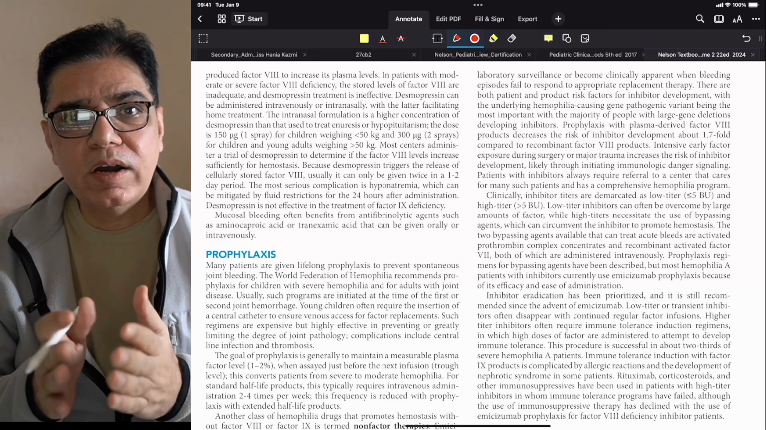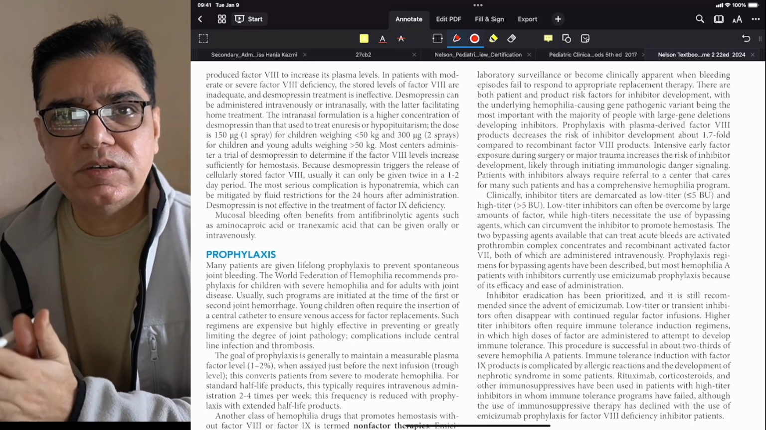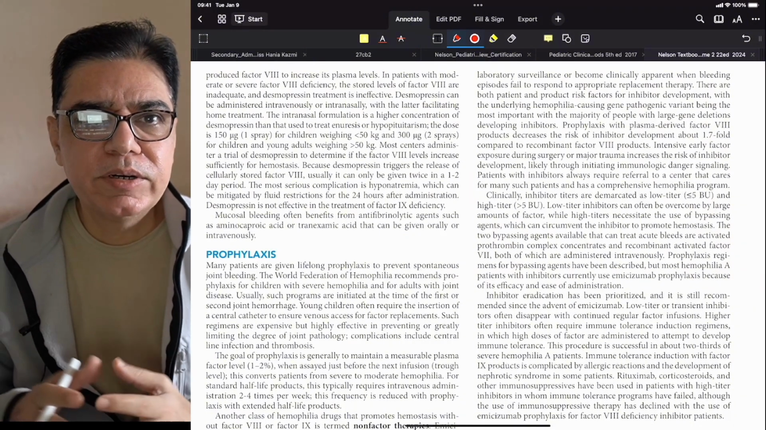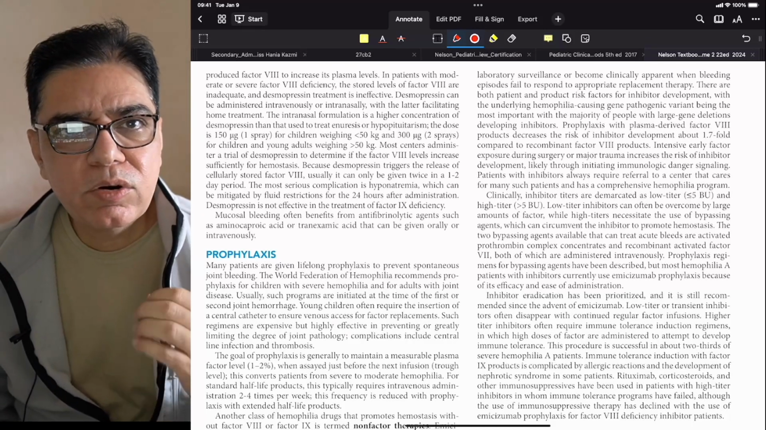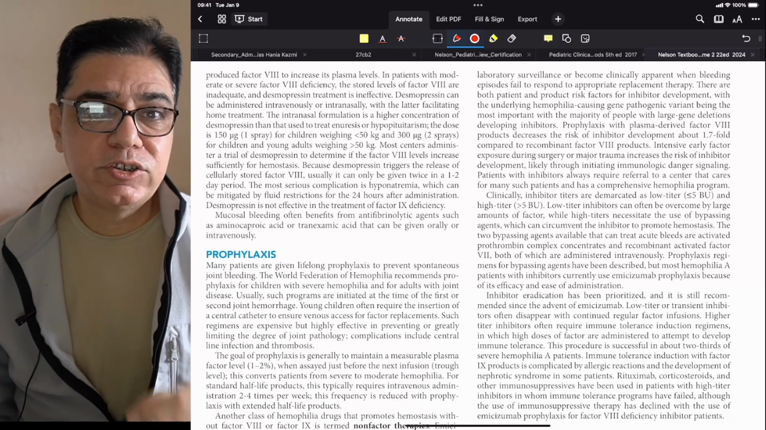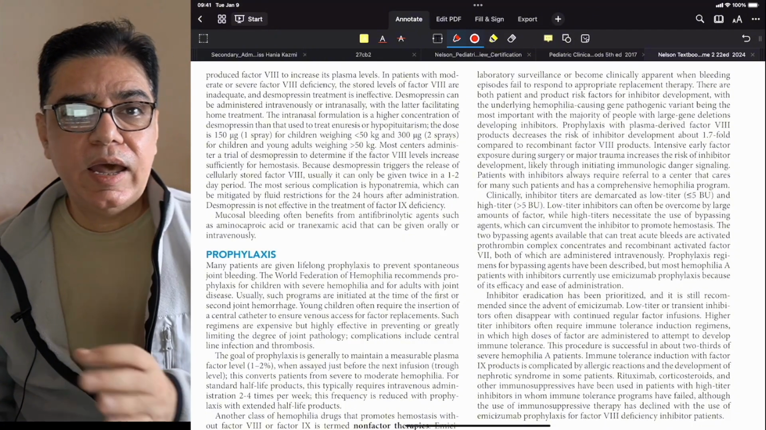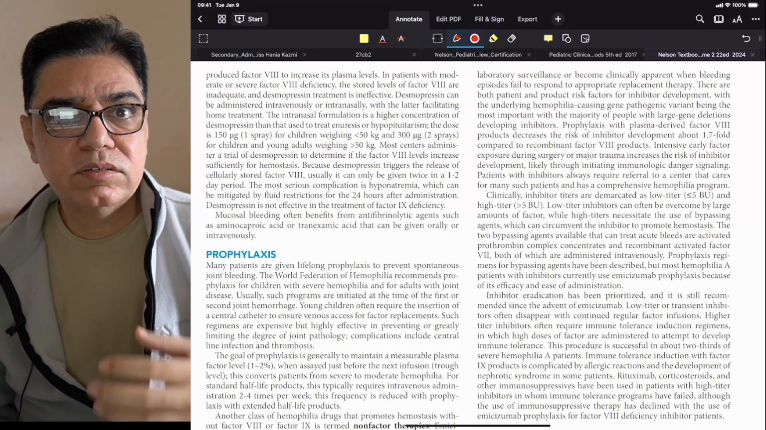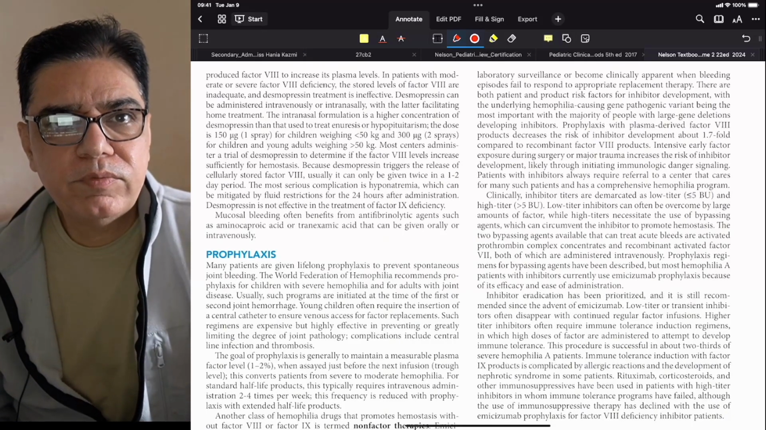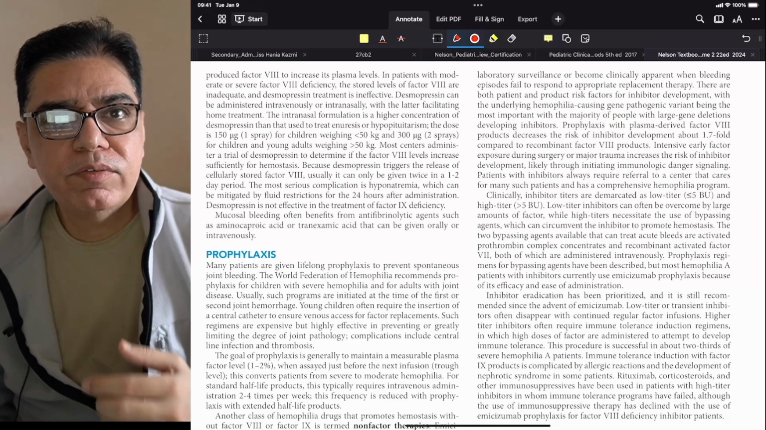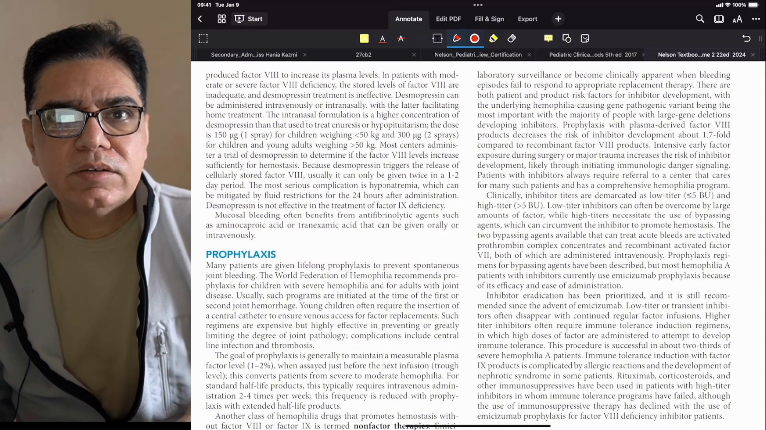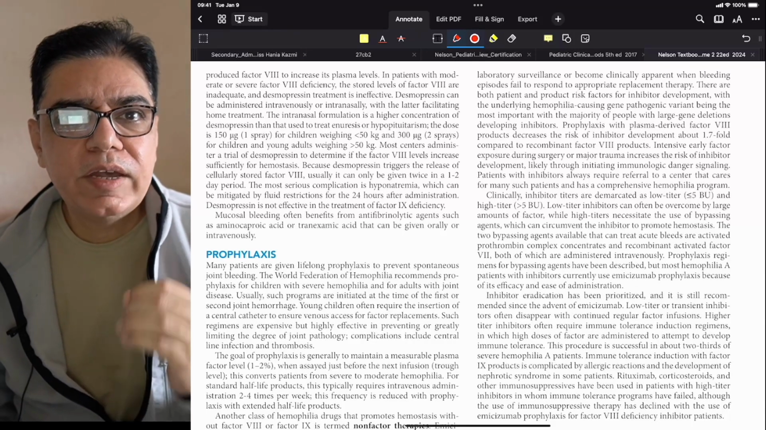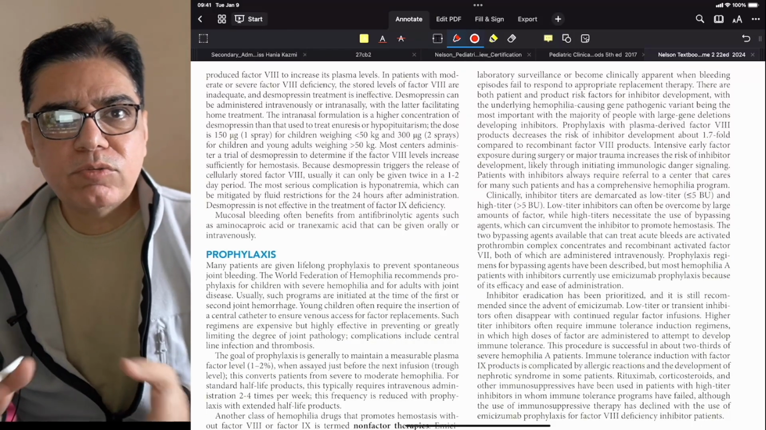Those children who are repeatedly getting factor replacement, after some time develop inhibitors. So let's say you come across a diagnosed hemophilic child who's having a bleeding episode, and you are able to do factor assays, and the factor assays are above 50%, and the child is still bleeding, and you have given factor concentrate as well, and even that is not working.